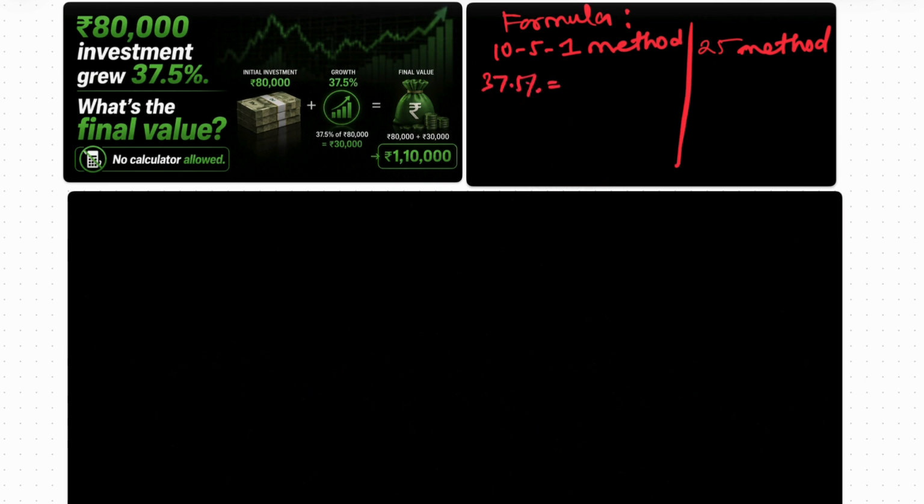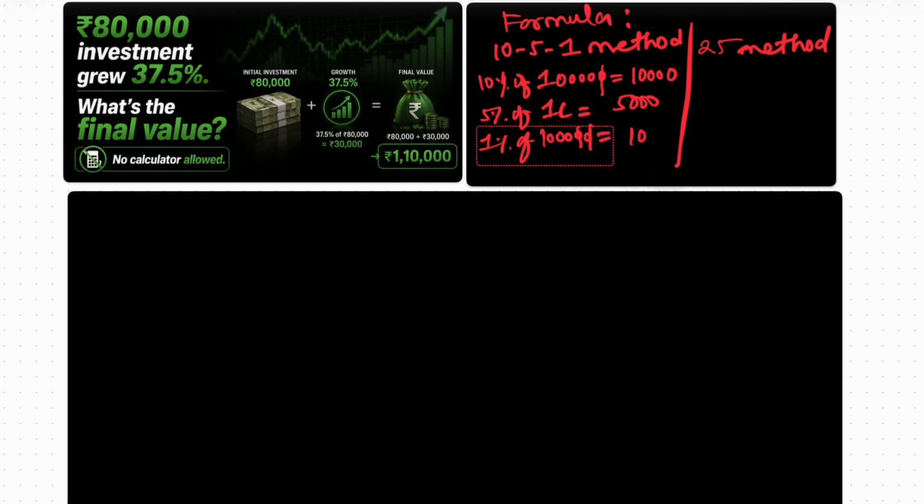37.5% can be split into such combinations. So what the formula is: 10% of, let's say, 1 lakh, you remove 1 zero from the end, so it becomes 10,000. 5% of 1 lakh, you just halve 10%, that becomes 5,000. And 1% of 1 lakh, you remove 2 zeros from the end, so it becomes 1,000. And then you combine this to calculate your net value.